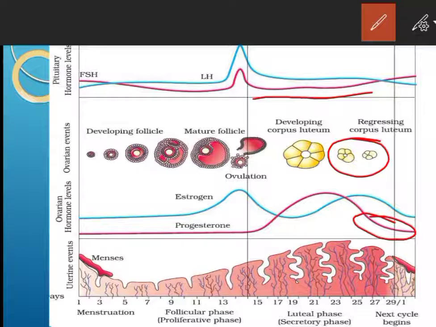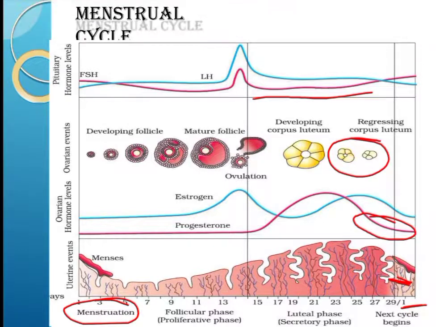And due to that, the endometrium lining of the uterus breaks down and it is removed out, causing the bleeding. So this phase is called the menstruation phase. Here you can see the cycle again starts, first day, second day, like that. So that is about the menstrual phase or the bleeding phase.